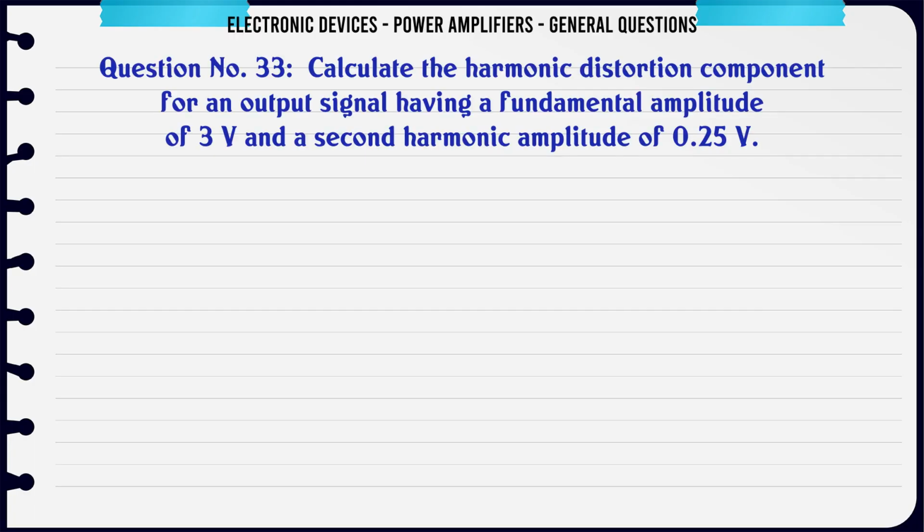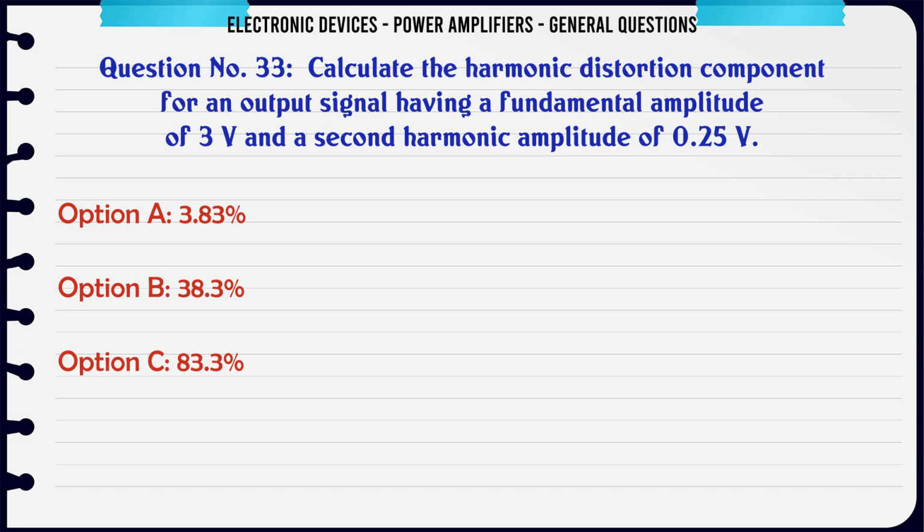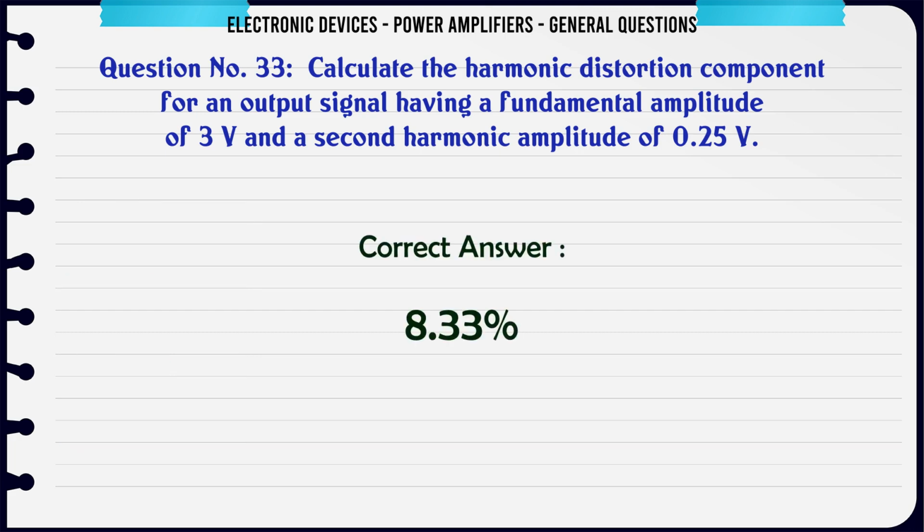Calculate the harmonic distortion component for an output signal having a fundamental amplitude of 3 V and a second harmonic amplitude of 0.25 V. A: 3.83, B: 38.3, C: 83.3, D: 8.33. The correct answer is 8.33.